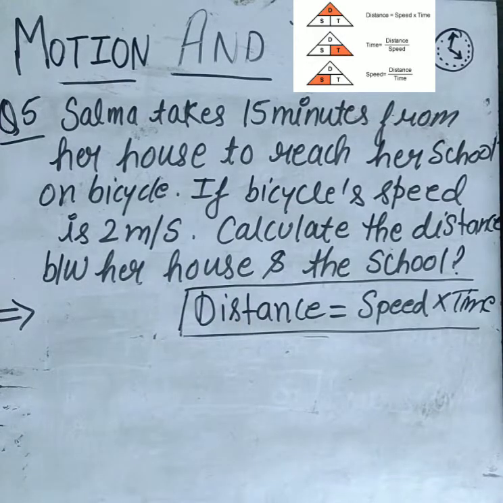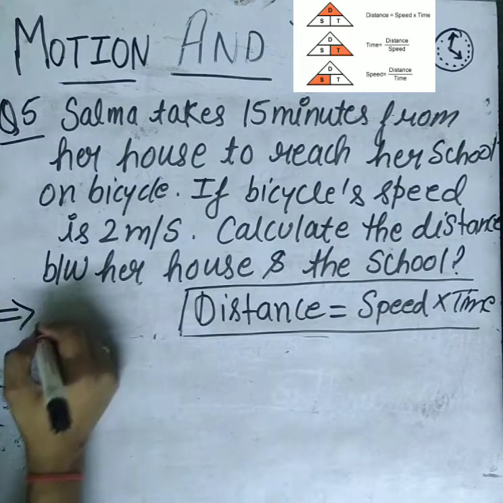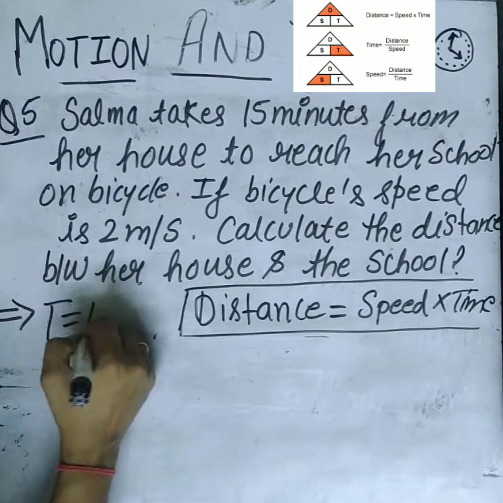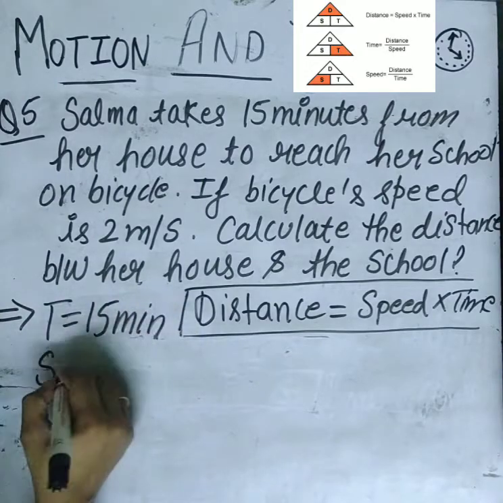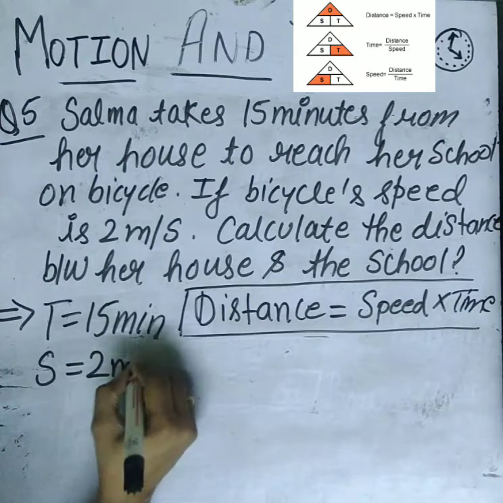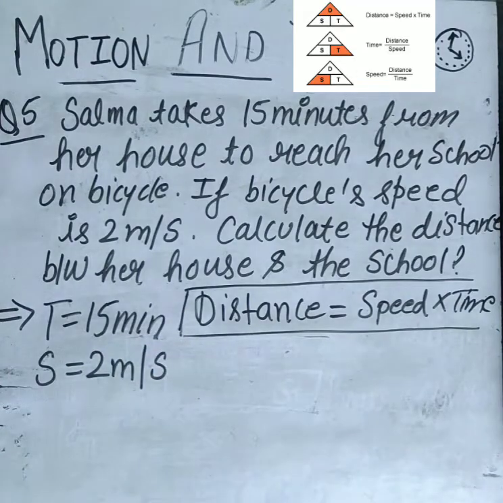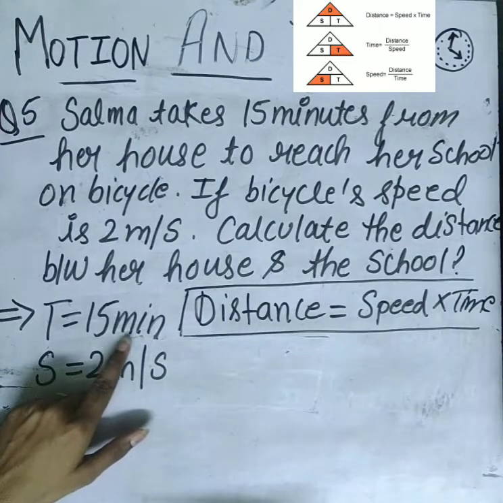So all the things are provided to us. The first thing provided to us is time. Time here is 15 minutes. And the next thing provided to us is speed, that is 2 meters per second, right? But here, if you will see, this is meter and second, but time is in what? In minutes.